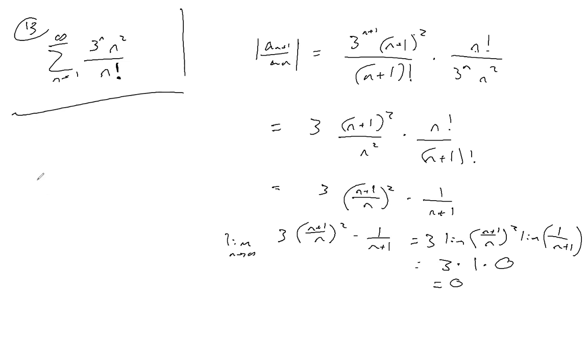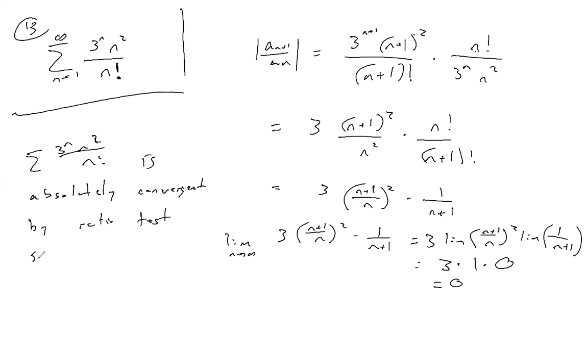So to conclude, I would say, what does the ratio test tell me? It tells me if this limit's less than 1, the series is absolutely convergent. So I would say my series is absolutely convergent by the ratio test. So convergent, because absolutely convergent implies convergent.